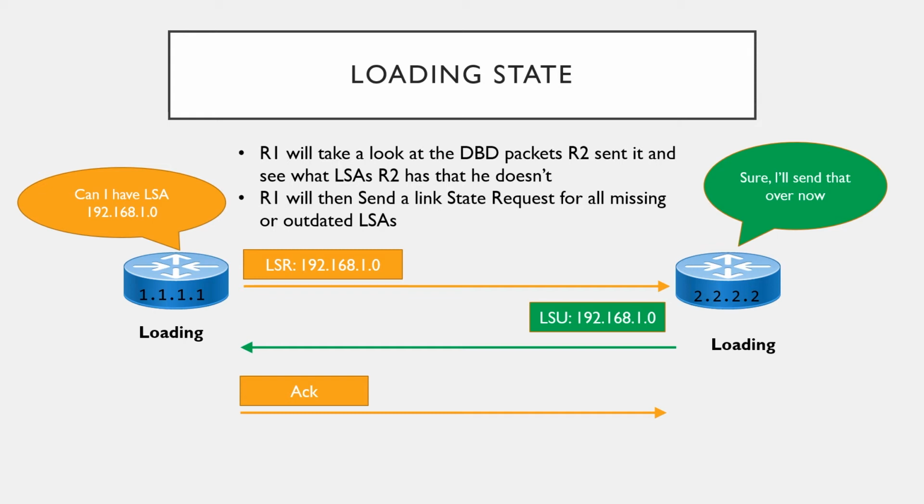R2 sends a link state update for that LSA, and he sends that back to R1. And once R1 gets it, he sends an acknowledgement. And if you remember from the earlier slides, there's two ways to acknowledge that link state update. We can send an explicit acknowledgement, which is a link state acknowledgement packet, or we can do an implicit acknowledgement. The way we send an implicit acknowledgement is we send that same exact LSA back to R2, and that lets R2 know that we received the link state update for 192.168.1.0.